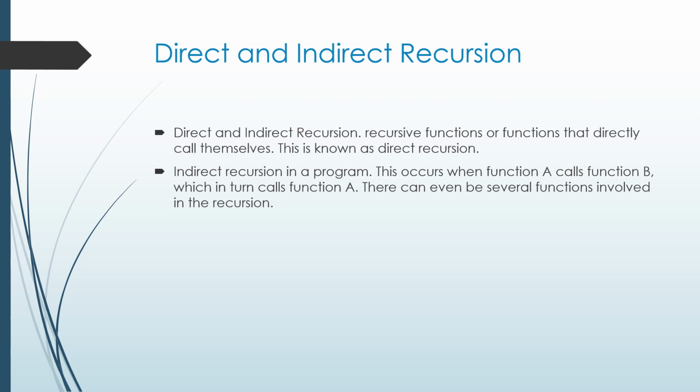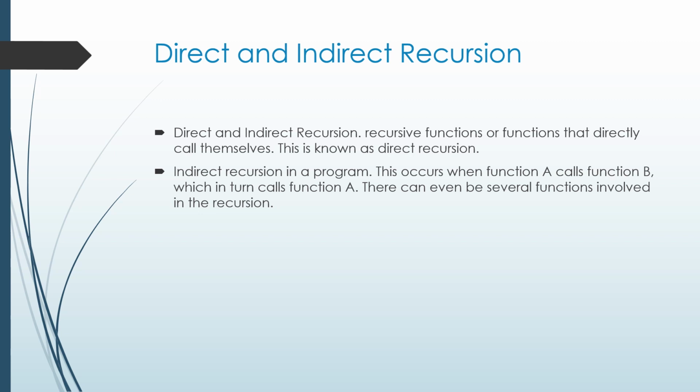Now we should know about the direct and indirect recursion. Direct recursion is nothing but recursive functions, or functions that directly call themselves. This is known as direct recursion. Just now we saw an example of a program that calls the function at the last itself only. So this is the direct recursion. The function calls itself is known as direct recursion.